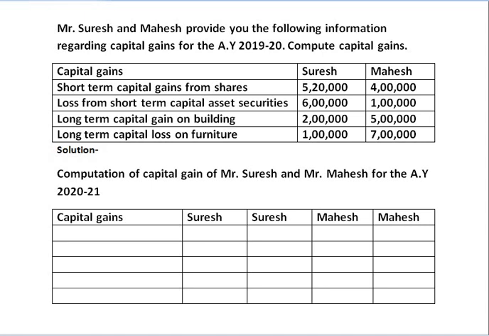Here is the information of Suresh and Mahesh. First is short term capital gains from shares 5,20,000 and 4 lakh. Loss from short term capital asset securities 6 lakh and 1 lakh. Long term capital gain on building 2 lakh and 5 lakhs. Long term capital loss on furniture 1 lakh and 7 lakhs. With this information, we have to calculate capital gain of Mr. Suresh and Mahesh for the assessment year 2021.